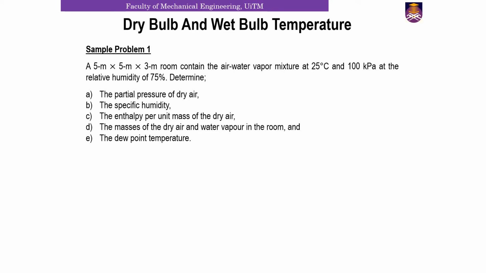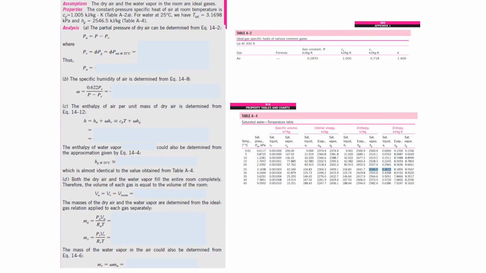We will discuss the skeleton of the solution, but I want you to do the whole problem again on your own based on the explanation given. So let's look at the solution here. This is the skeleton that I've provided you. Look at the assumptions. The assumption is the dry air and the water vapor in the room are considered as ideal gases. This is very important.